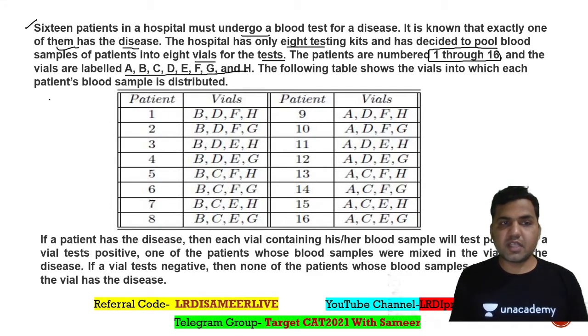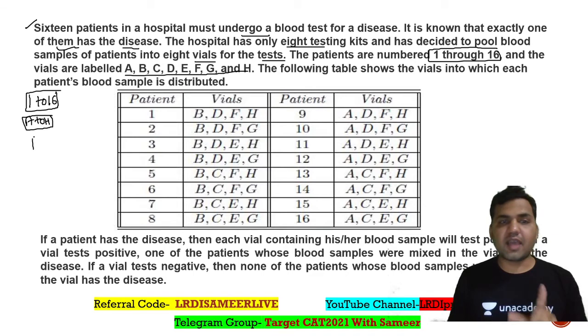Some important points that you need to know: 1 to 16, that means there are 16 patients. A to H, that means there are a total of 8 vials. And only one patient has the disease, right? It's not that two patients have the disease.